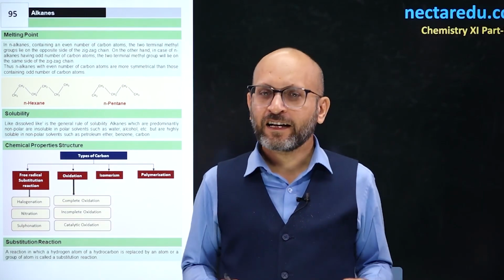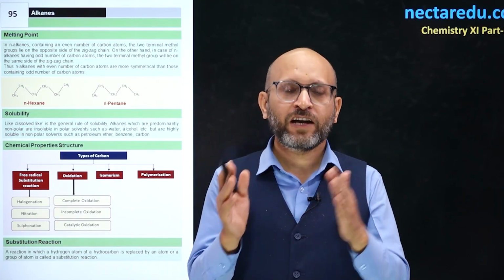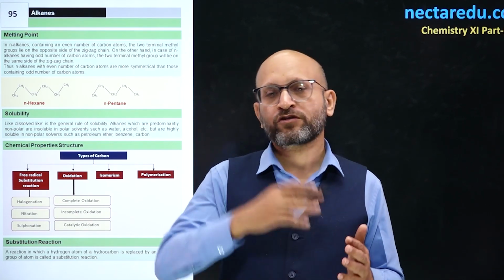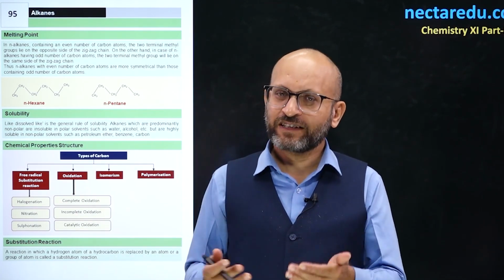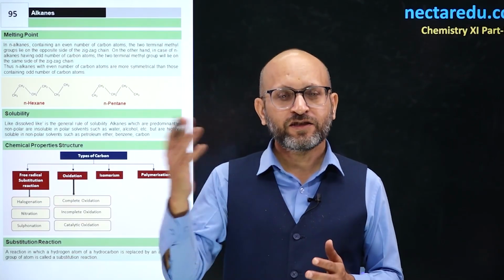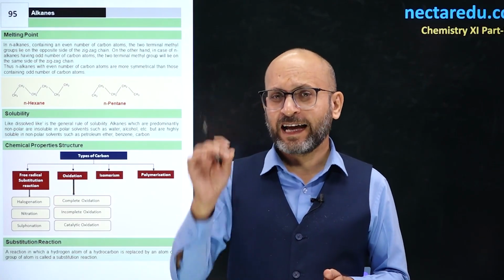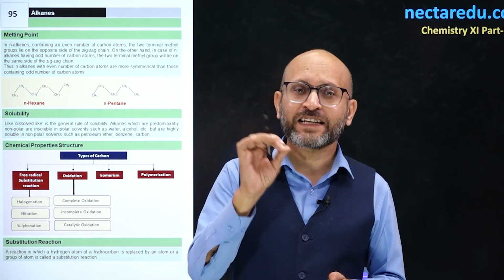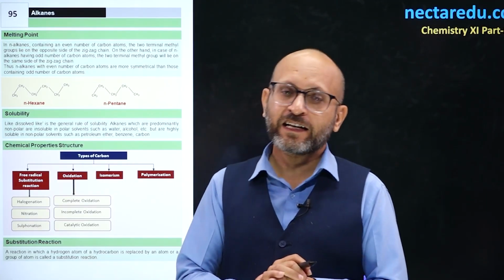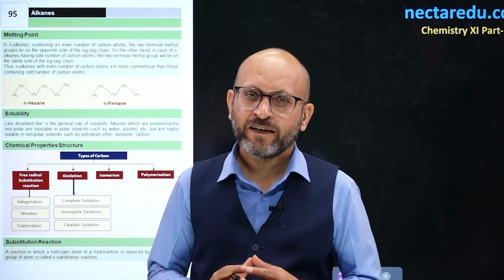So alkanes are relatively more soluble in organic solvents and less soluble in polar solvents such as water. More solubility in covalent solvents such as benzene, carbon tetrachloride, carbon disulfide, ether. They are non-polar solvents and alkanes are more soluble in them because alkanes are also non-polar, because there is a concept in chemistry that says like dissolves like.